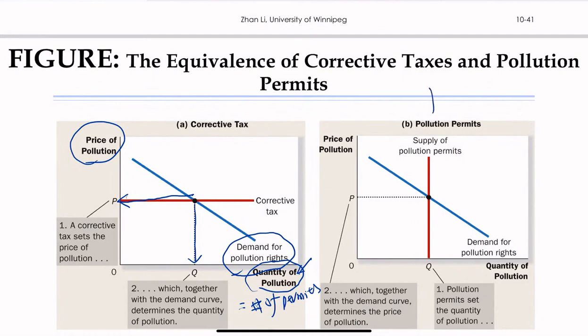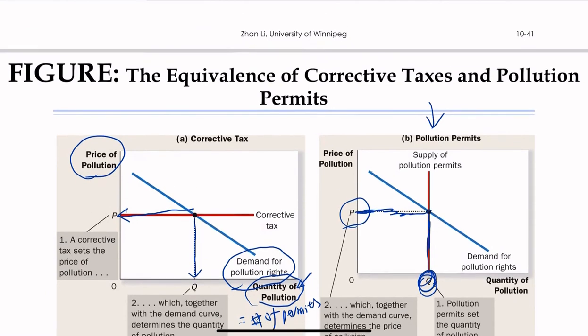Now, if you look at the right-hand side, it basically means, again, we have this same demand curve. It means that if the government issues this quantity of permits, then the government will actually see what the price of pollution is in the market, right? That is, on the right-hand side, given the quantity of pollution permits, we will get the same result as imposing the corrective tax, right?